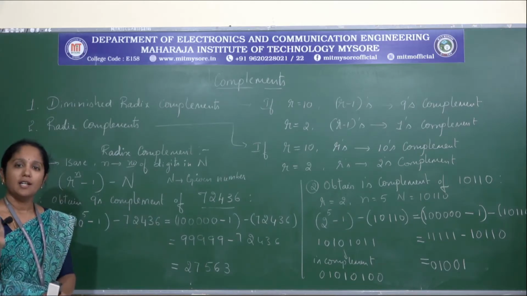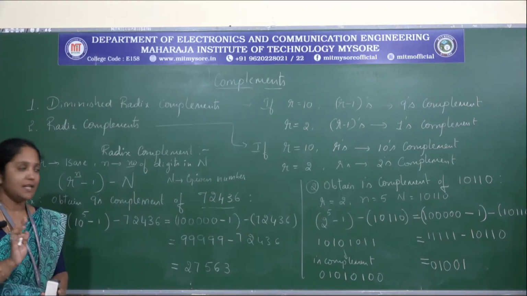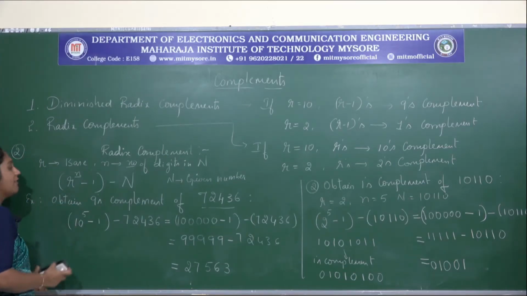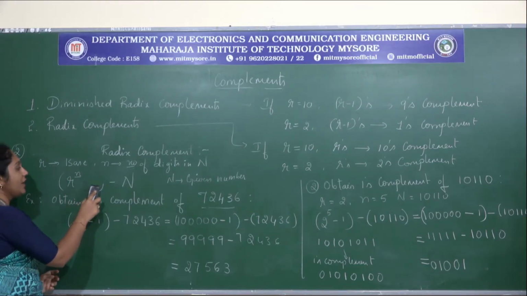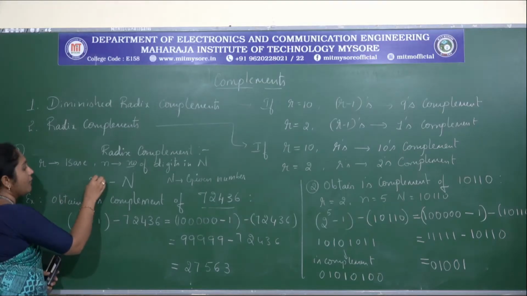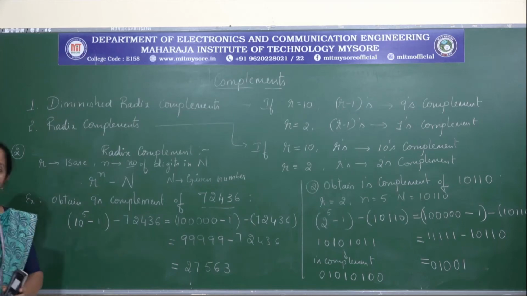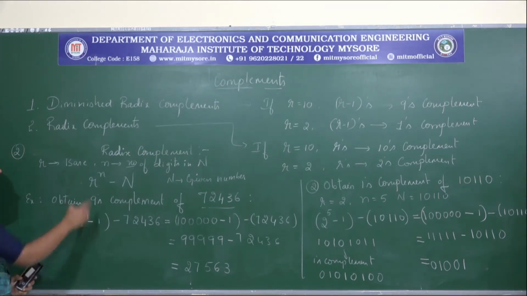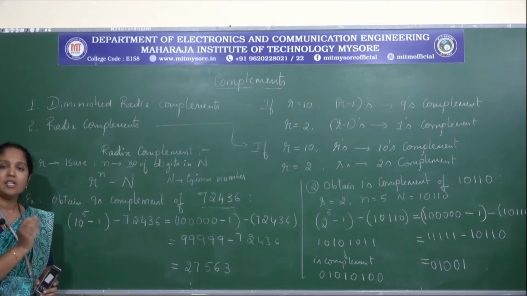The difference between the diminished radix complement and the radix complement is only one. That is, if you take the formula, we will have r power n as it is, but the minus 1 that we had will not be there. The formula for radix complement is r power n minus N, okay, r power n minus N. So if you compare the previous one and this one, the minus 1 that we had subtracted from r power n is not there.